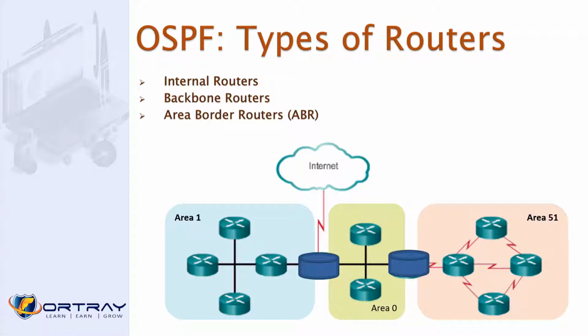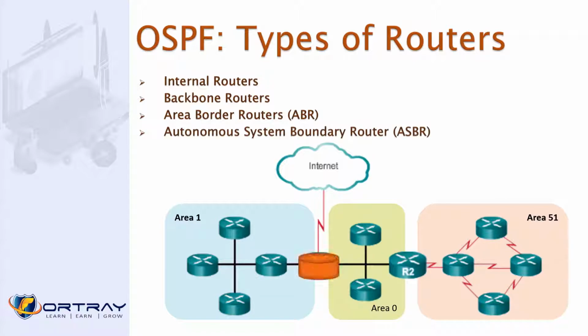Area border router, ABR, connects at least two areas together. One interface is in area 1, another maybe in area 0. ASBR is a router connected to an OSPF area as well, with at least one of its interfaces connecting to the outside, maybe connected to RIP, maybe EIGRP, maybe BGP, or maybe connected to the ISP, for example.